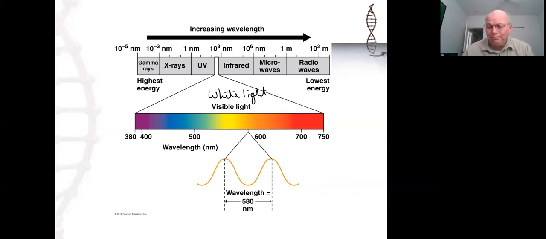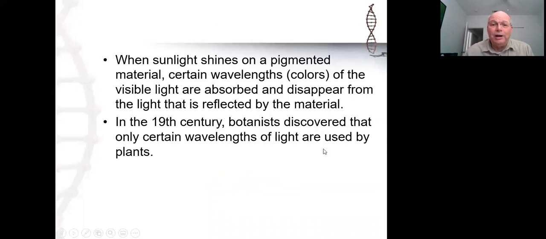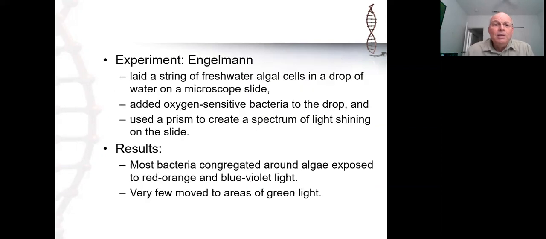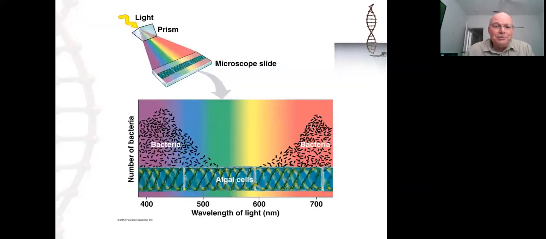And Engelmann knew about Newton's work with these triangular blocks of glass, these prisms. And so he knew he could split the light from the sun into its component colors. So here's what he set out to do.